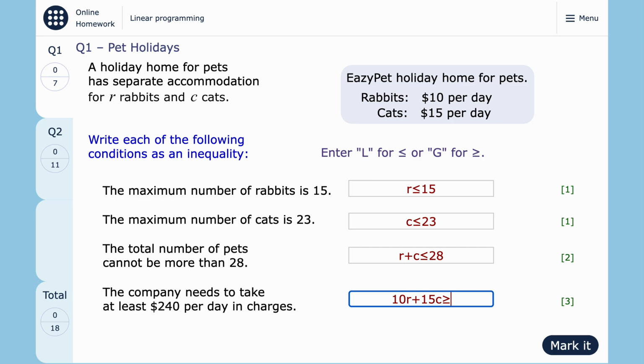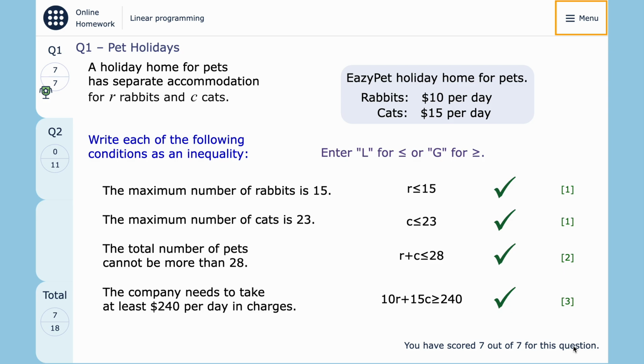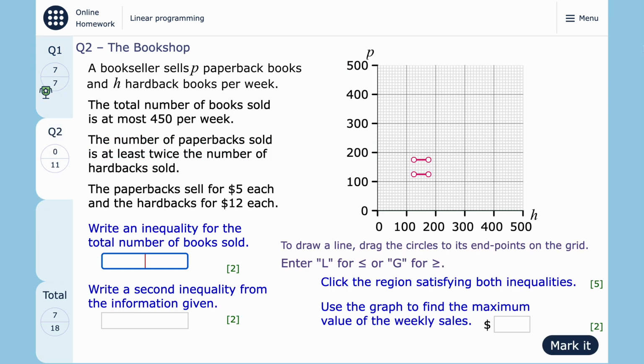So I'll type greater than or equal to 240 and I'll mark it. And there we are, 7 out of 7. Okay, so we're doing linear programming.